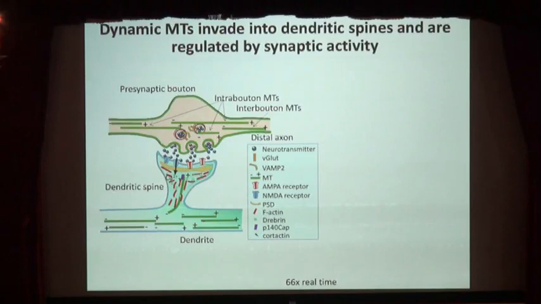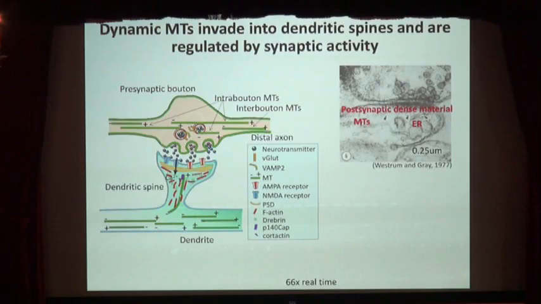So to test whether A-beta affects dynamic microtubules at synapses, we set up two robust microscopy assays directly measuring growing microtubule plus end dynamics at pre- and post-synaptic sites. We know that from Dr. Gray's observation that microtubules at postsynaptic sites can contact the postsynaptic dense material by electron microscopy.